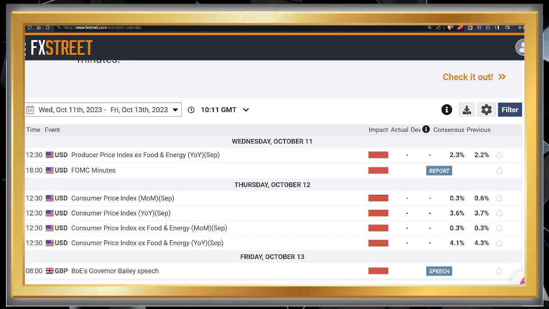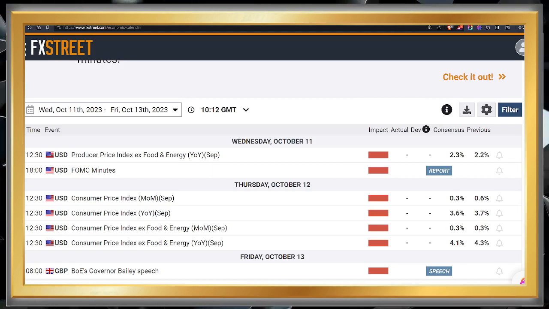And for those who don't know what the producer price index is, well, it measures the changes in input prices for producers, impacting production costs, supply chain dynamics, and ultimately influencing consumer prices and inflation, thereby leading to potential market movement and of course market sentiment as well.